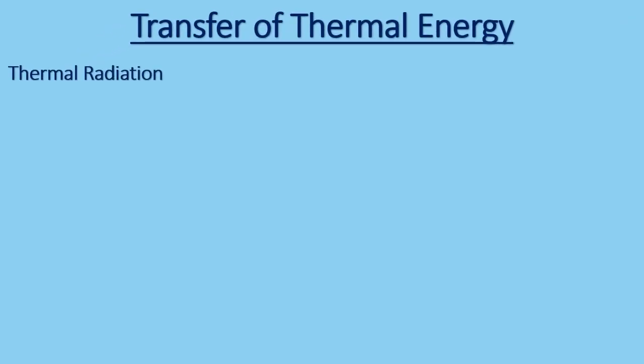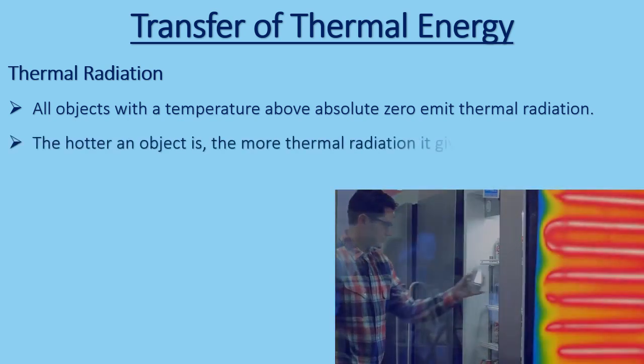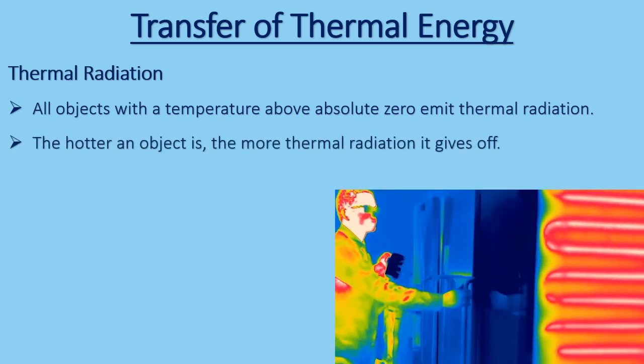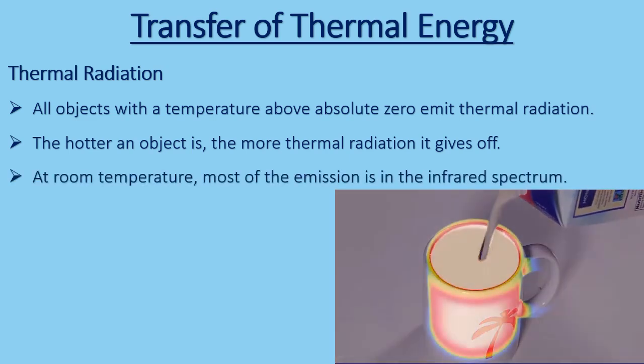Let us state some facts about thermal radiation. All objects with a temperature above absolute zero emit thermal radiation. The hotter an object is, the more thermal radiation it gives off. At room temperature, most of the emission is in the infrared spectrum.